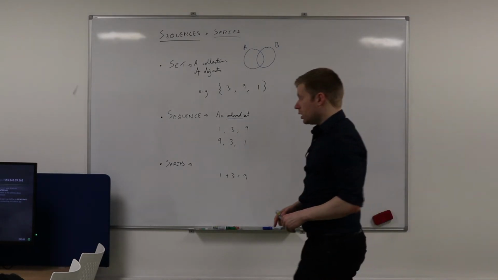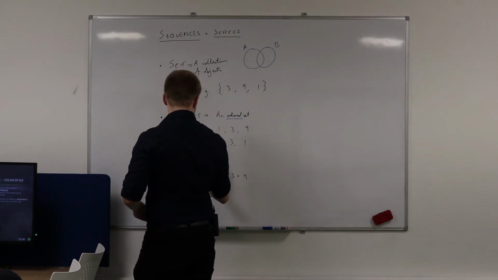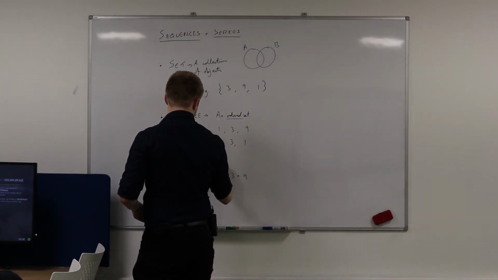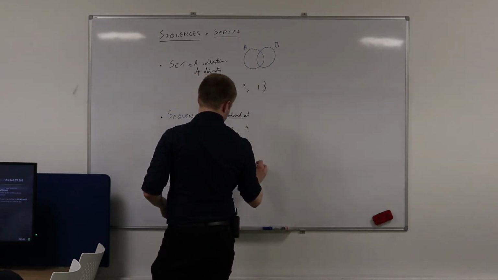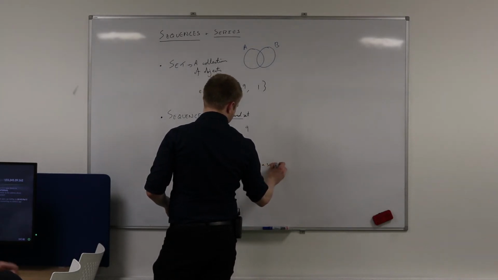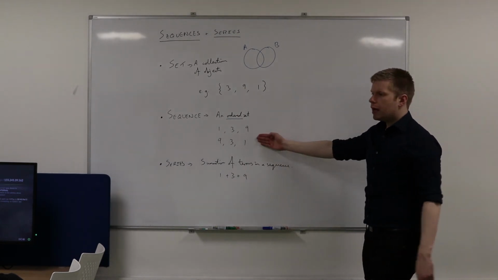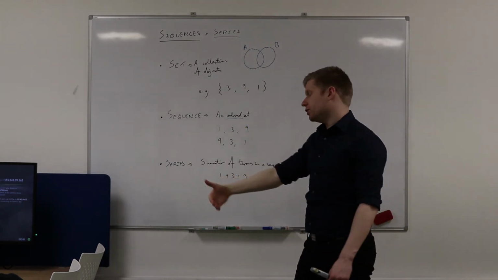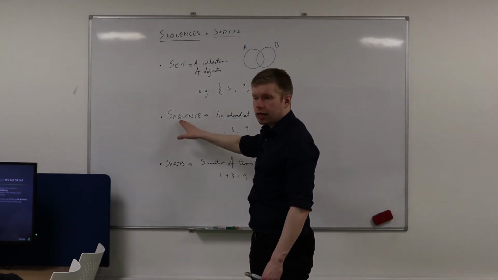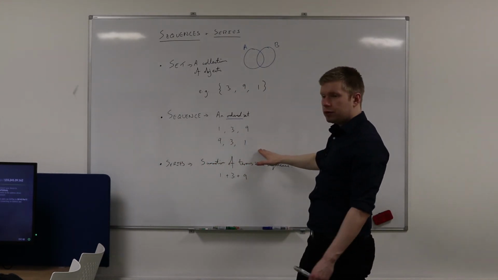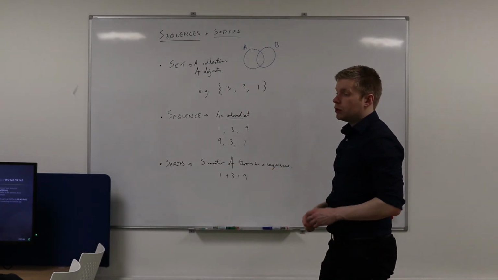So a series is just simply taking a sequence and adding all the terms together. Okay, so we say the summation of terms in a sequence. So it's the summation of a sequence, if you like. Okay, so it's literally what happens. I give you a sequence. If I ask you to add all of the elements together, then you're producing a series. Okay, so it's important to understand the distinction between a sequence and a series. A sequence is just a list of numbers, an ordered set. A series is what happens when you add all those terms in a sequence together.